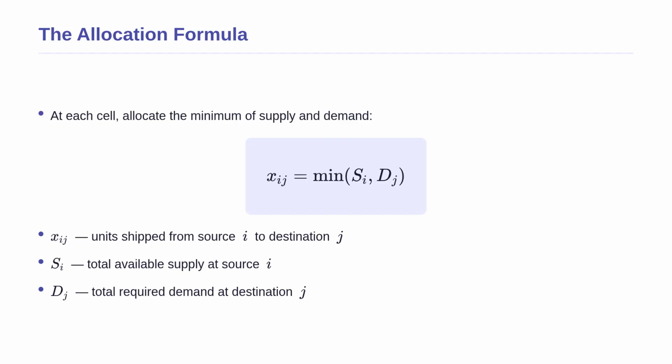This intuitive process translates into a very simple mathematical formula. Conceptually, we can never ship more than a factory has, and we never send a warehouse more than it asked for. So the amount we allocate to any given cell is simply the smaller of the two values between the available supply and the required demand. In this formula, Xij represents the number of units we decide to ship from a specific source i to a specific destination j. Si stands for the total available supply at that source, and dj stands for the total required demand at that destination. If supply increases, we can fulfill more demand, and if demand drops, we ship less.